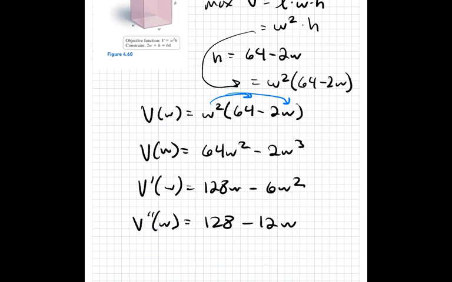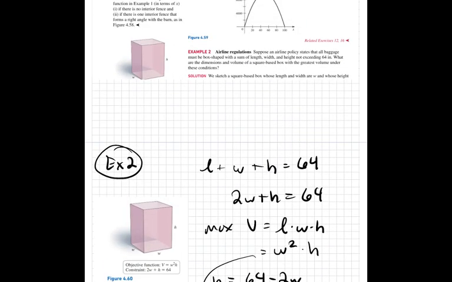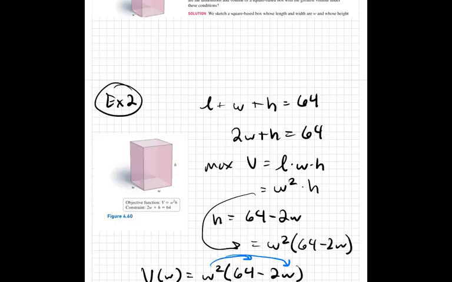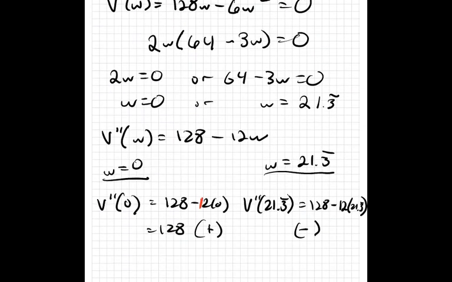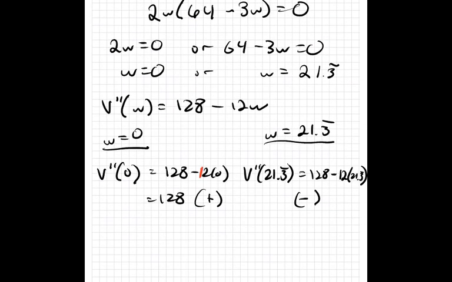Let's go back to the question. What are the dimensions and volume of a square base box with the greatest volume under these conditions? So now our claim is that the volume is maximized when the width is 21.3. What are the units?